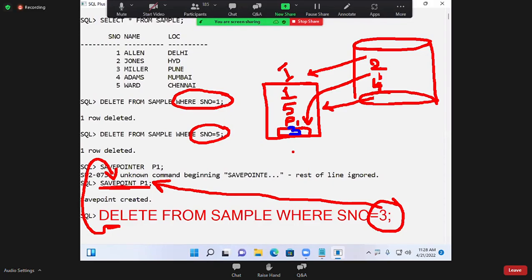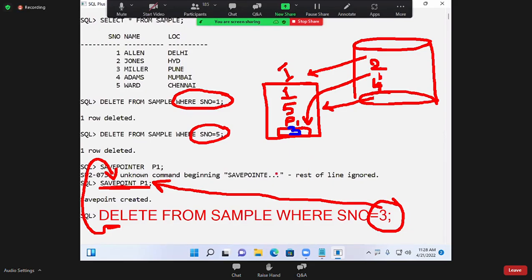Now tell me, 1 and 5, these two rows' data was held outside of the pointer. Yes or no? Yes. And the third row is held under pointer memory. Now what data do you want? I want to roll back serial number 3. So the serial number 3 row, I need to roll back now.